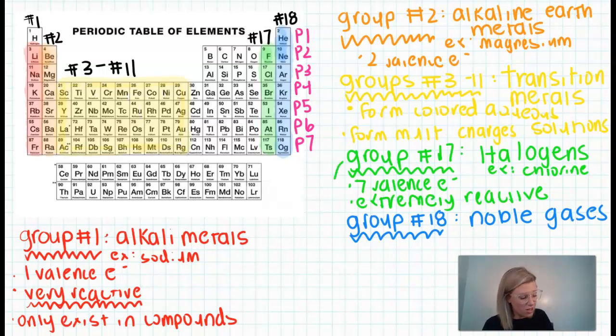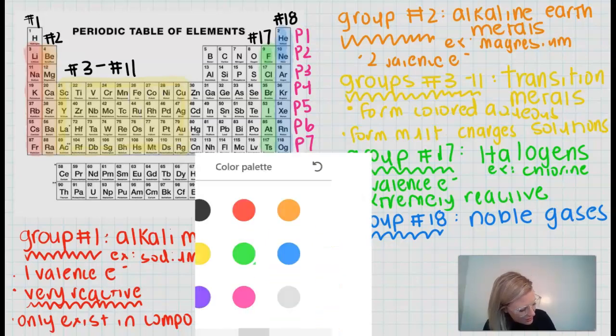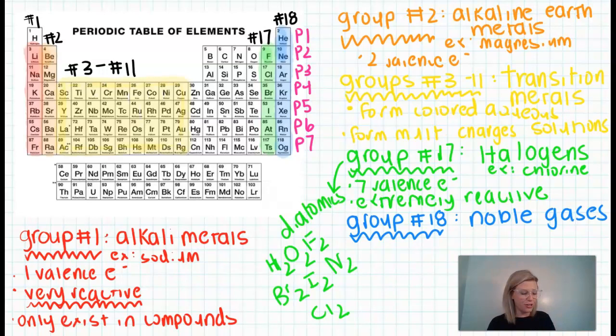So remember we talked all about those diatomics. Remember we said that the diatomics were H2, O2, F2, Br2, I2, N2, and Cl2. These exist only in diatomics in nature, okay? And yes, oxygen and nitrogen and hydrogen are not part of that group, but fluorine, chlorine, bromine, and iodine all exist in diatomic in nature.